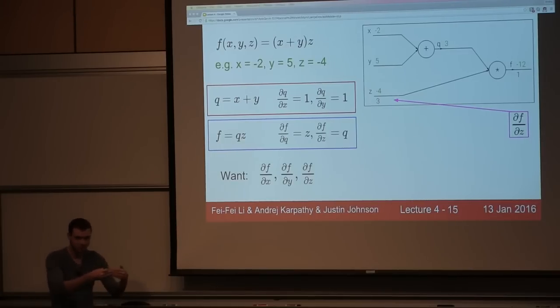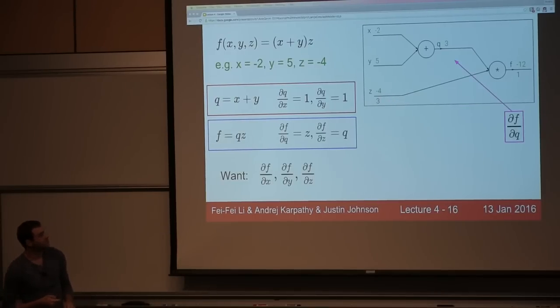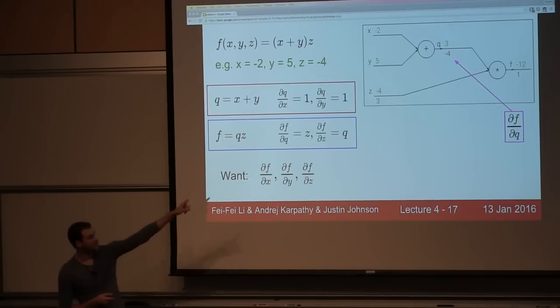So a small change will result in a positive change on the output. Now the gradient on q in this case will be, so df by dq is z. What is z? -4. Okay. So we get a gradient of -4 on that path of the circuit.